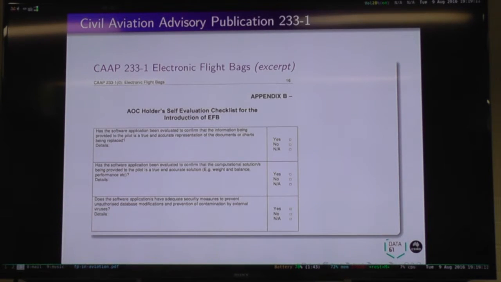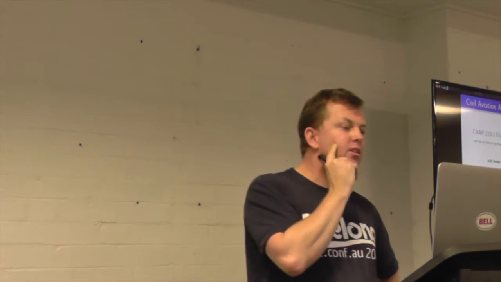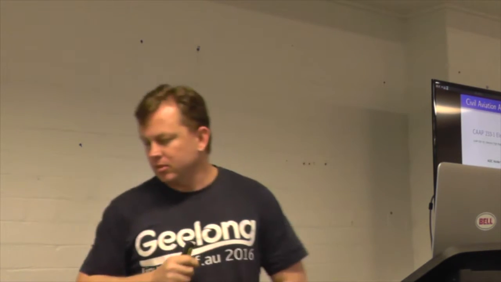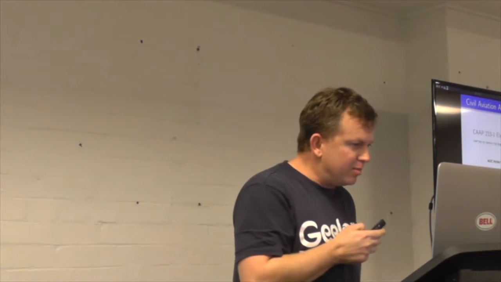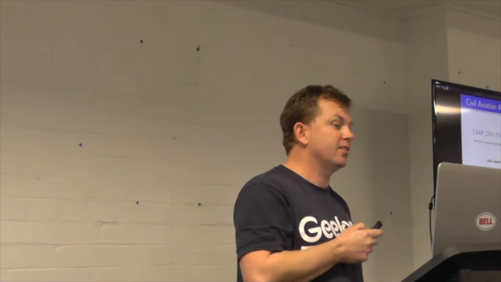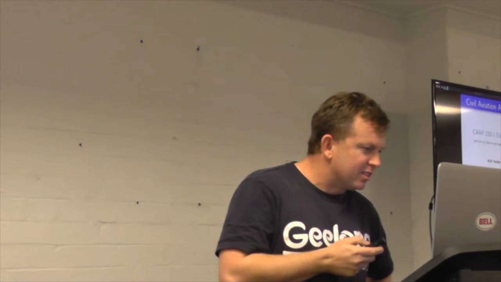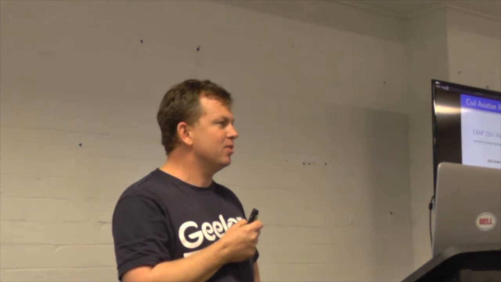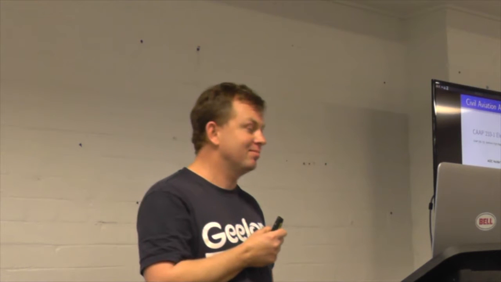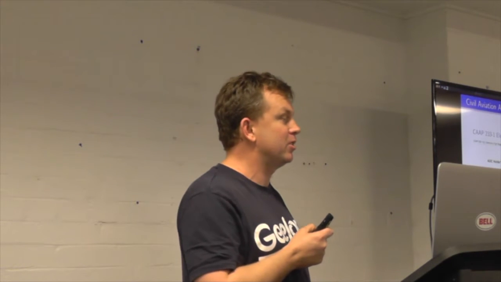And by the way, there's a thing called advisories, or CAAPs. So this is an abbreviated CAAP 233. If you hold an operating certificate, you would ask the following things. Have I met these criteria? Has the software application been evaluated to confirm that the information being provided is true and accurate? Or even more to the point, does the software application have adequate security measures? People who fly airplanes are not trained in information security, nor are they trained in evaluating and confirming that the computational solution being provided to the pilot is true and accurate.